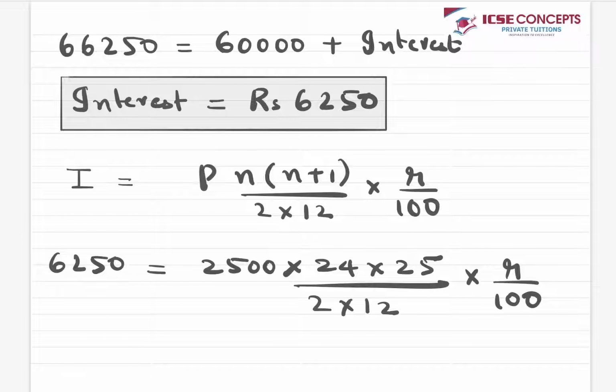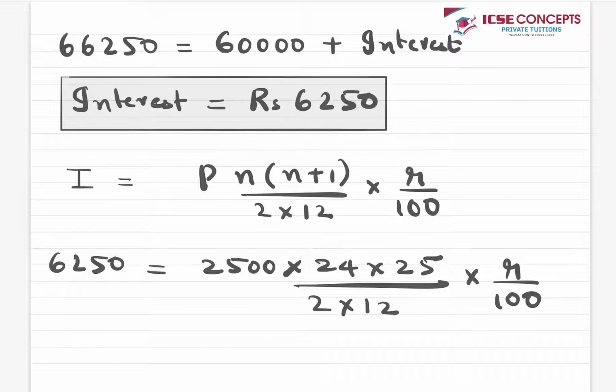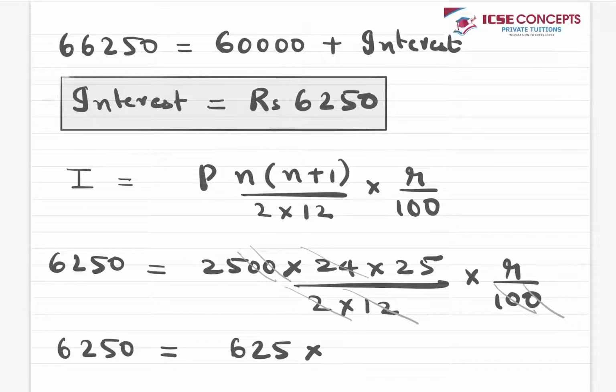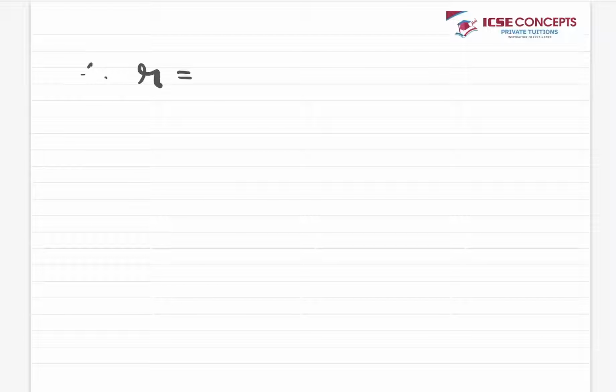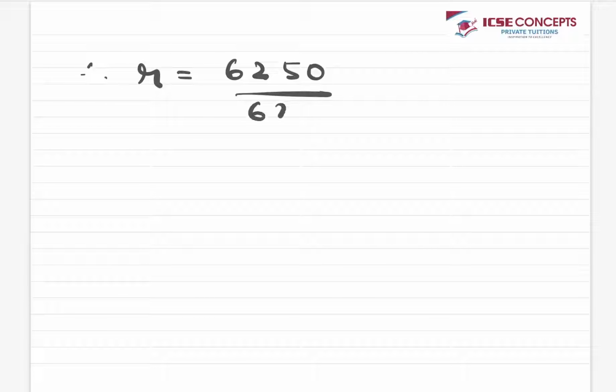Now you can do cancellations here. So check out the cancellations. What gets cancelled here? 2 into 24 gets cancelled completely, right? So that gets cancelled, and this also gets cancelled. 2 zeros also get cancelled. So what is left here is 6250 is equal to 25 into 25, that's 625, into R. So you can cross multiply, therefore R is equal to 6250 upon 625. So R is equal to 10%.